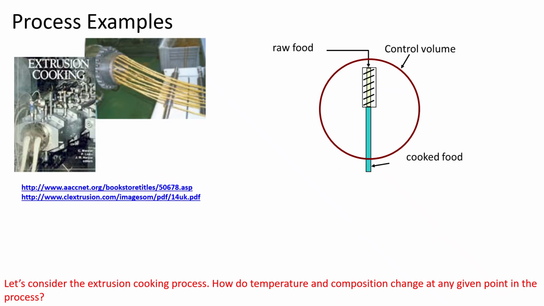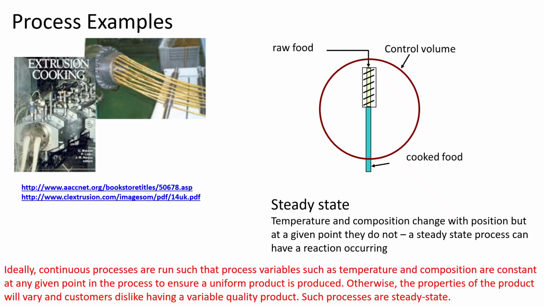Let's consider the extrusion cooking process. How do temperature and composition change at any given point in the process? Ideally, continuous processes are run such that process variables such as temperature and composition are constant at any given point in the process to ensure a uniform product is produced. Otherwise, the properties of the product will vary, and customers dislike having a variable quality product. Such processes are steady state.